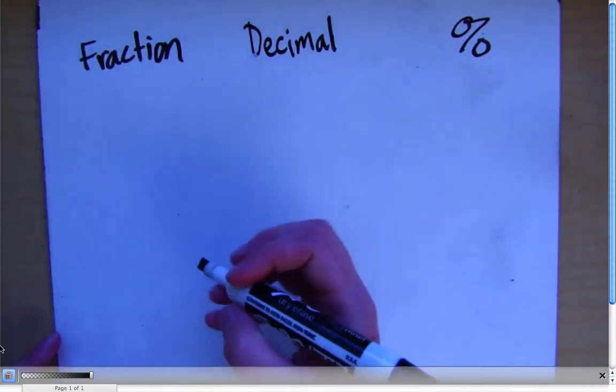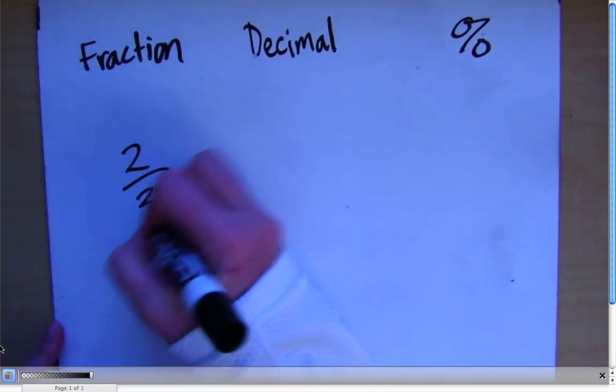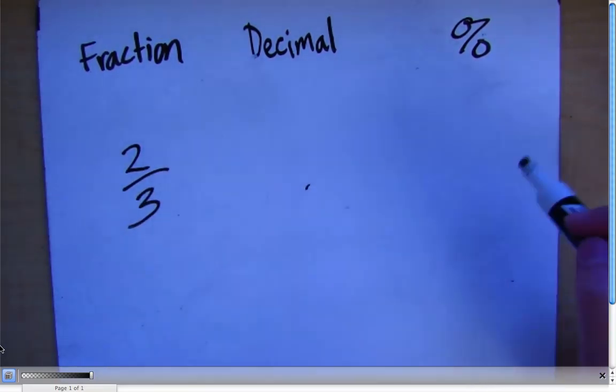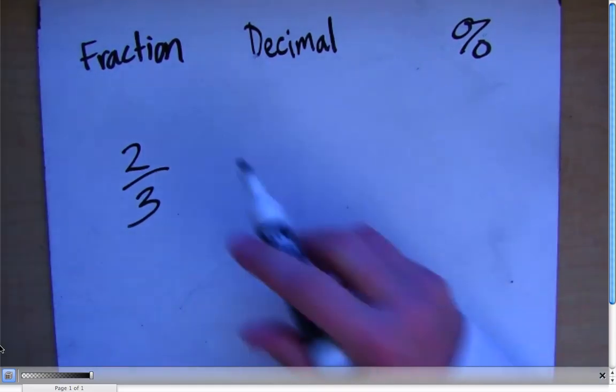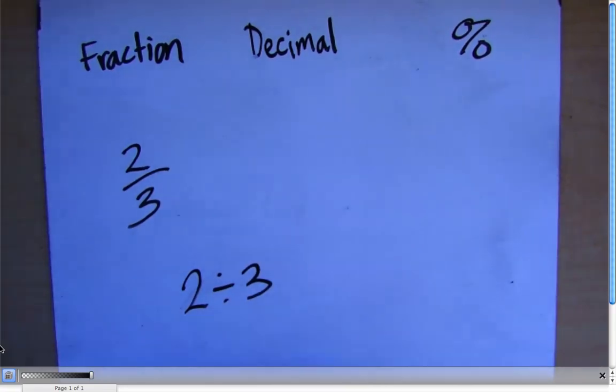So if I have a fraction, let's say 2/3, we know that to turn a fraction to a decimal, you divide the numerator by the denominator. I actually do this all the time, turning a fraction to a decimal and then to a percent when I give you your test grades and quiz grades back. 2 divided by 3. The easiest is to use your calculator. You could also do long division, but calculator is pretty easy.